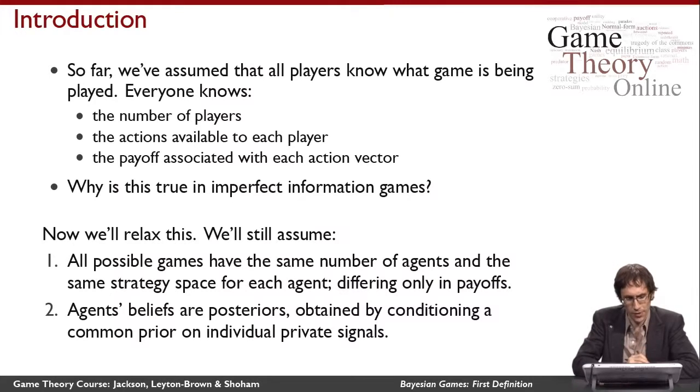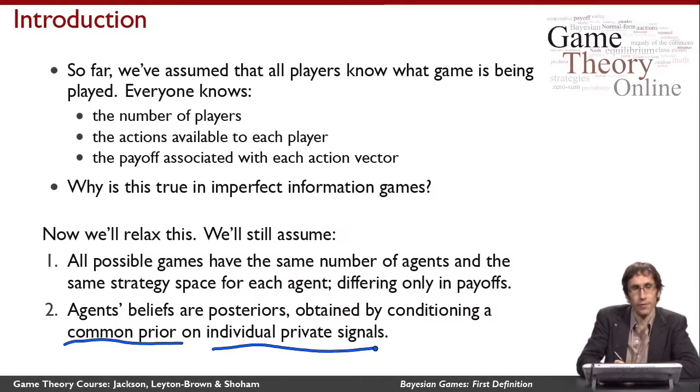The second assumption that we're going to make has to do with the beliefs that agents have about these different possible games. So in order for this to work, it has to be the case that agents still have well-defined beliefs about what is possible in the world. And we're going to say that the agents start out with a common prior. That is, everyone has the same beliefs about what it is that's possible in the world, what games are possible. And then they might get individual private information about, in fact, what game is being played, and then they'll do Bayesian updating.